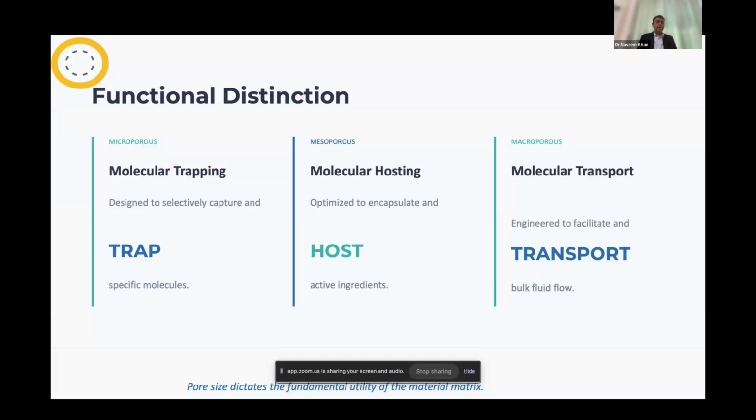Okay, so now the functional description, how it works. It is like molecular trapping. It traps your specific molecule. The host traps the active ingredient, and you can transport it. This is what I showed you in the previous slide, that you can convert oil into powder, or any API into powder.